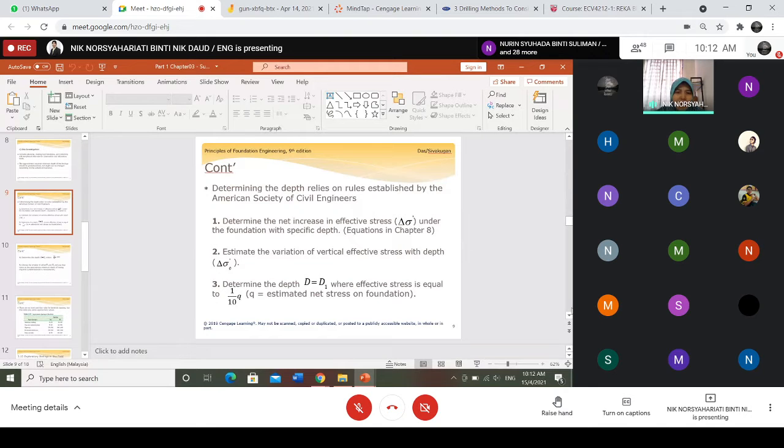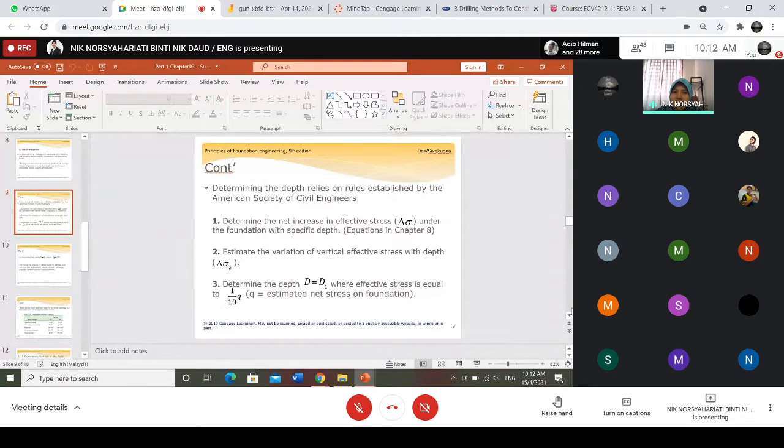So for this part, of course, there are certain standards or rules that we can refer to. But as per our textbooks here, Mr. Das and Sivakugan, they prefer or rely on the rules of the ASCE, American Society of Civil Engineers, which first is of course to determine the effective stress under the foundation. That's why they want to carry out the site investigation.